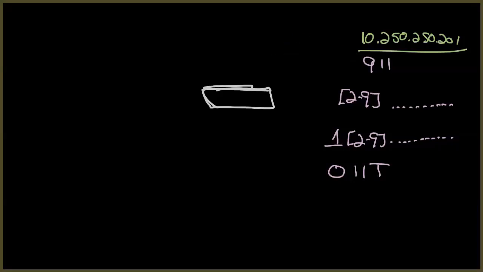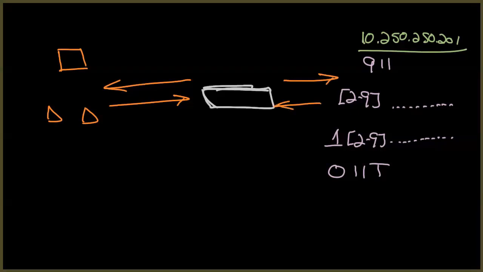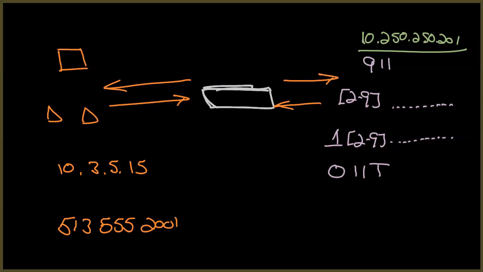Then we're going to have our organization, which is our Unified Communication Manager, and our phones, and we're going to speak SIP to and from these guys. This is going to be 10.3.5.15. And then the phone numbers are going to be 513-555, and then we've got 2001 in our demonstration.